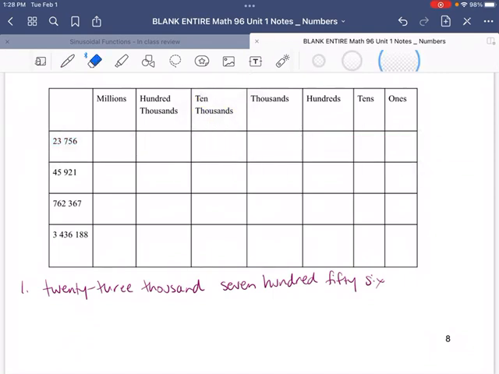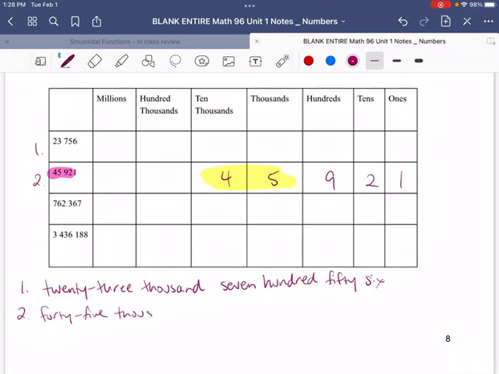Okay. Now let's do the second one here. So starting 1, 2, 9, 5, 4. Okay, so I've just written this number. And then we're going to start with the stuff in the thousands. So we're going to go forty-five thousand. And then we talk about the stuff in the ones. And what is that number? Well, that's just nine hundred twenty-one.